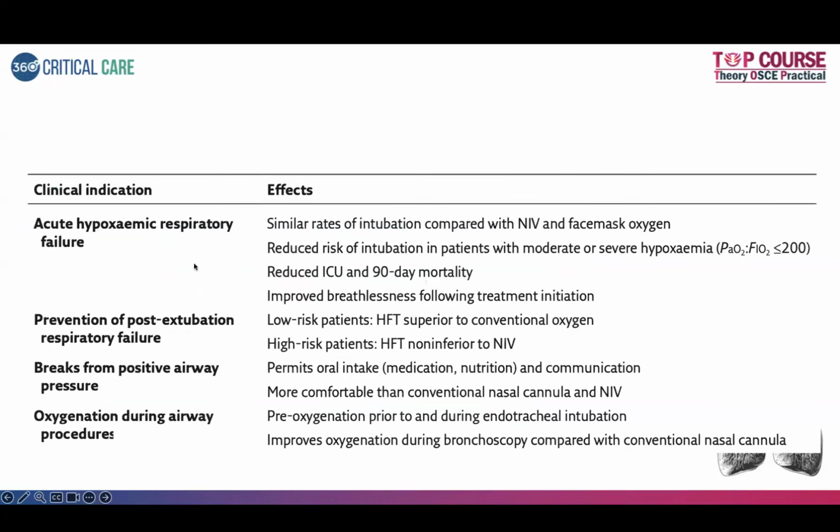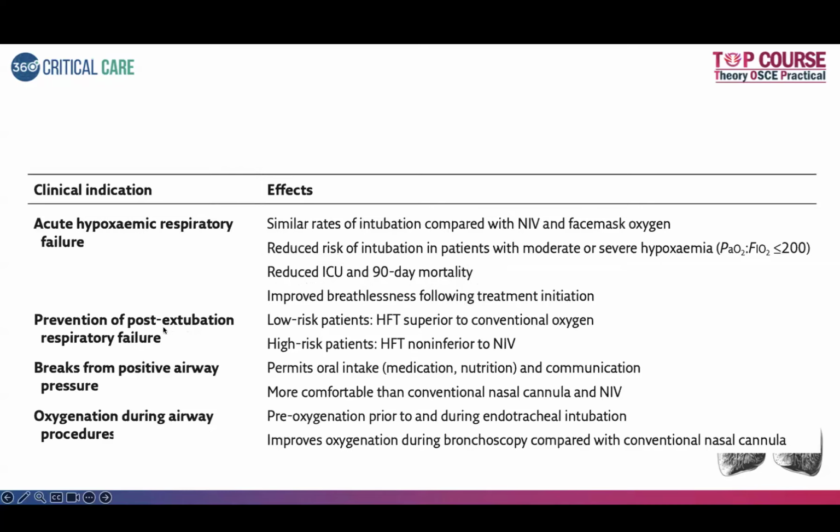So what is the rationale behind its use? In acute hypoxic respiratory failure, this is based on the FLORALI trial. There is a similar rate of intubation compared with NIV and face mask, but it has been associated with reduced ICU and 90-day mortality. And it has been shown to improve breathlessness following treatment initiation.